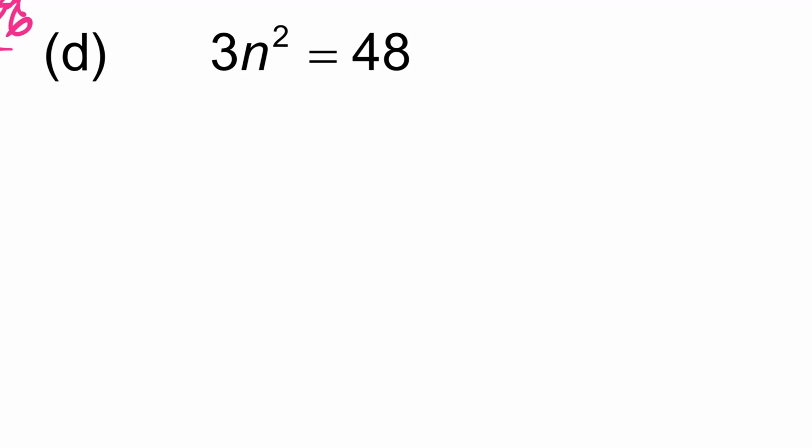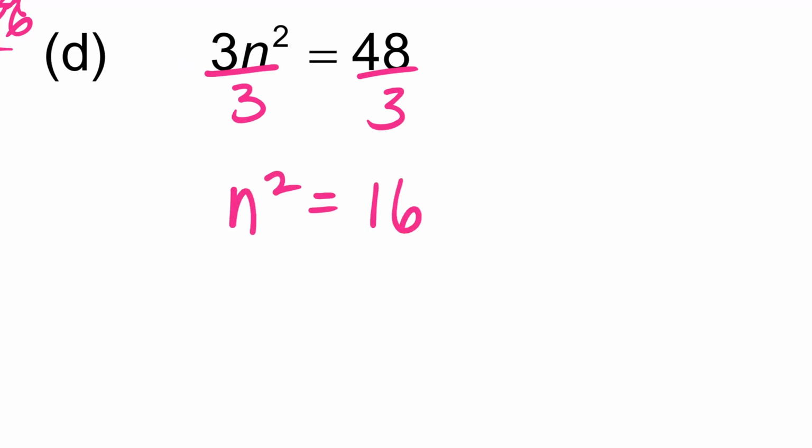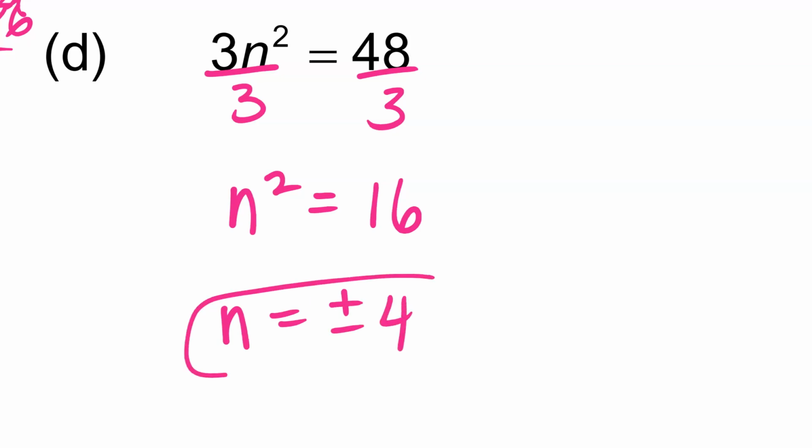All right, so I need to solve this. First thing I need to do, well, I want to get n by itself. Notice we have to go through order of operations. Divide by 3. Divide by 3. So I have n squared equals 16. Now I square root both sides. n equals plus minus 4. Plus minus 4. Okay.